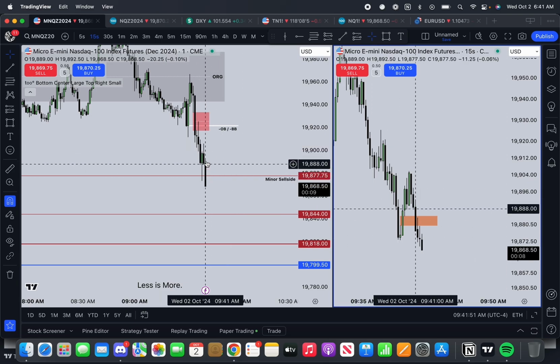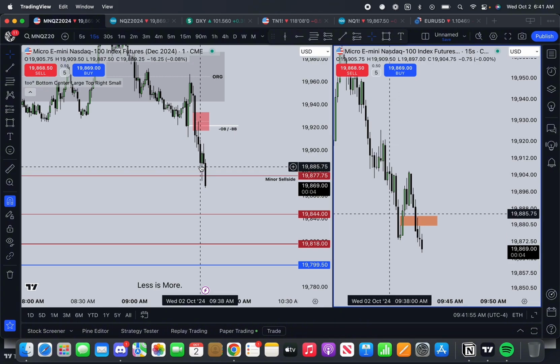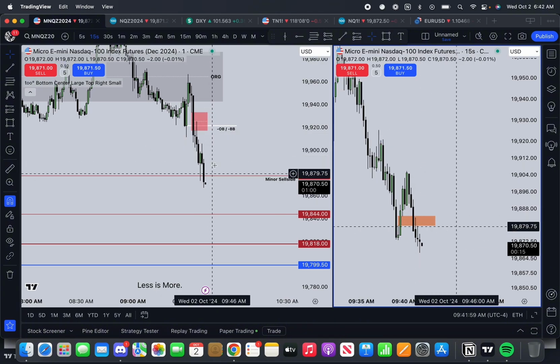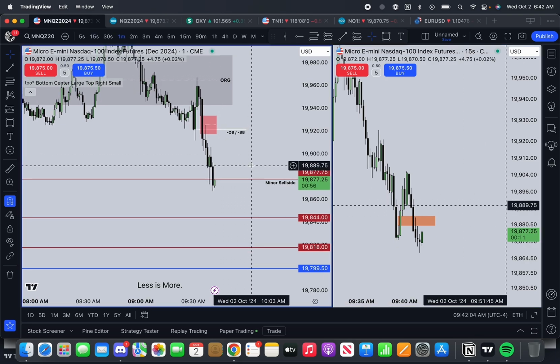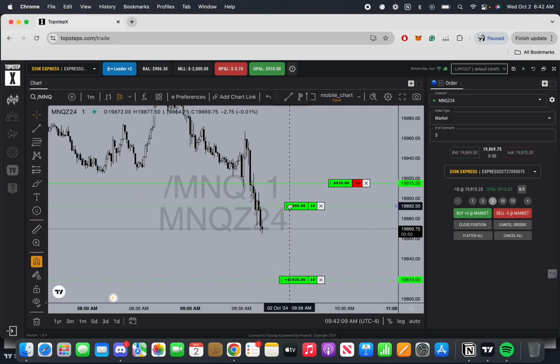Want to see a strong displacement here, not like what we did when we first took out minor sell side, how we took it out and then retraced. I want to see us start going deep down. And I'll move my stop loss again to this high because I don't want to see that high get taken out.